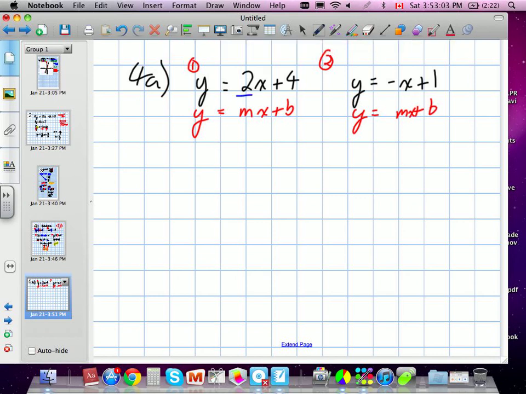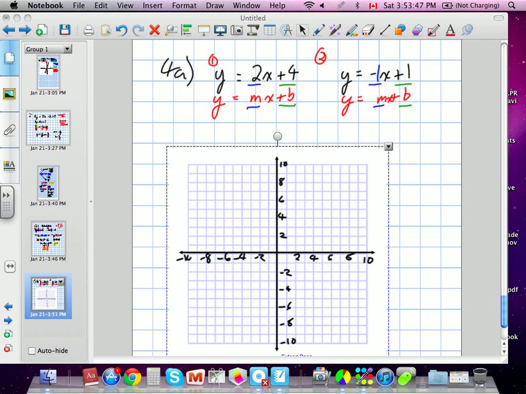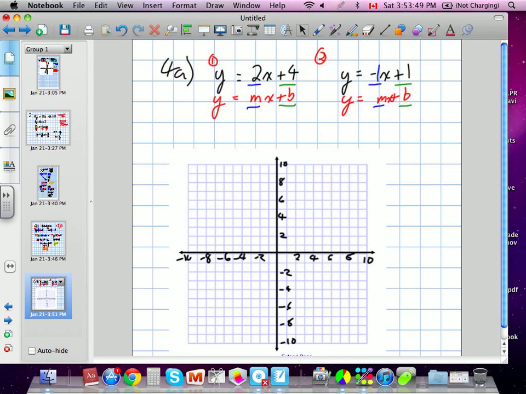Slope is m, so it's going to be 2. Here, m is negative 1. Yes, there's technically a 1 there. And here, my b is 4. And in this one, the b is just the number 1. So I have to graph 2 lines, so I'm going to bring up a graph. So we have our graph, and we're going to graph each of these equations.